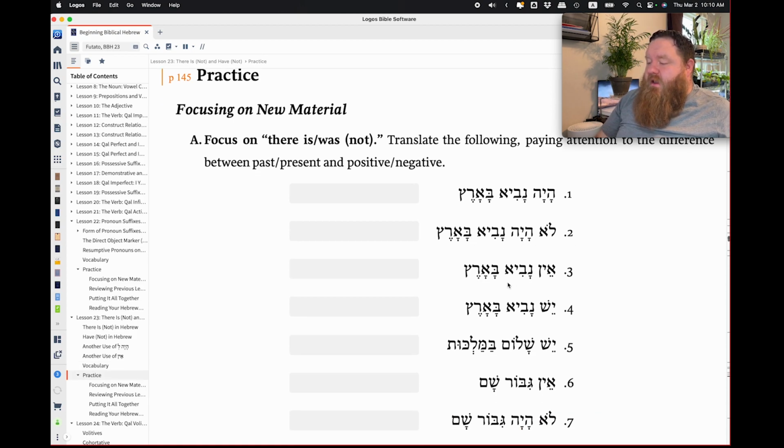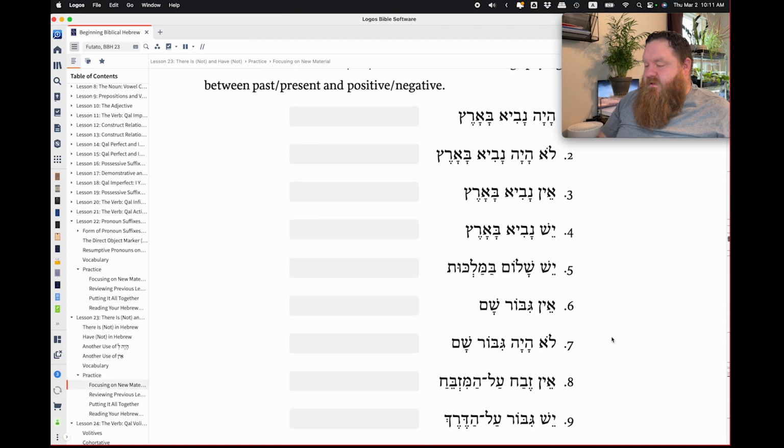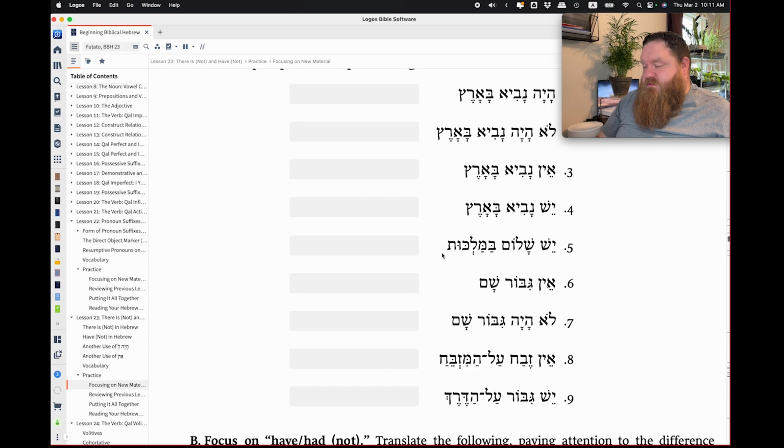Same thing, ayin navi ba'aretz. There is not a prophet in the land, but here we're in present tense. And then yesh navi ba'aretz, there is a prophet in the land. So ayin and yesh, there is not, there is. Haya, lo haya, there was not. Okay. So past tense is going to be haya, particles is going to be present. All right. Yesh shalom ba malkut. There is peace in the kingdom. Ein gibor sham. There is not a warrior there.